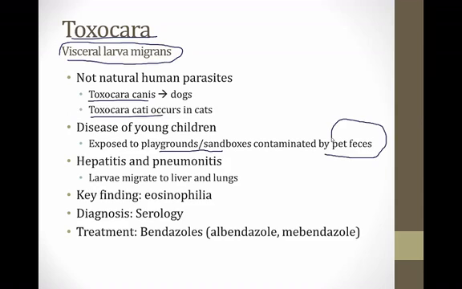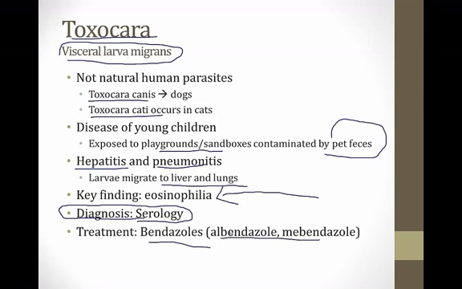Once the children get the Toxocara inside their body, they will develop hepatitis and pneumonitis because the larvae migrate to the liver and lungs. Eosinophilia will be present, just like it's present in many of these helminth infections. And you can diagnose it with serology, looking for antibodies to the worm. And the treatment for Toxocara is benzimidazoles like albendazole and mebendazole.